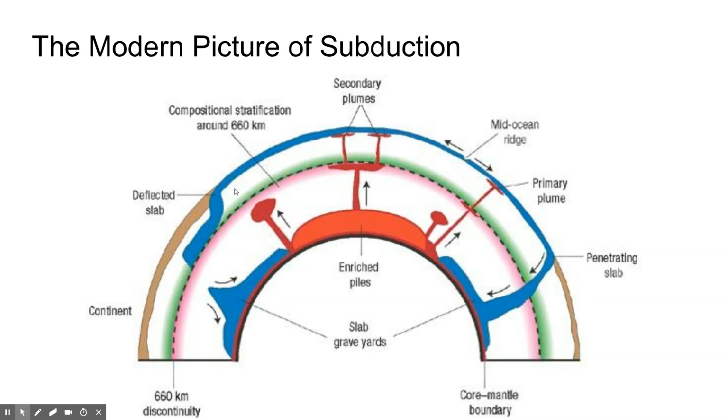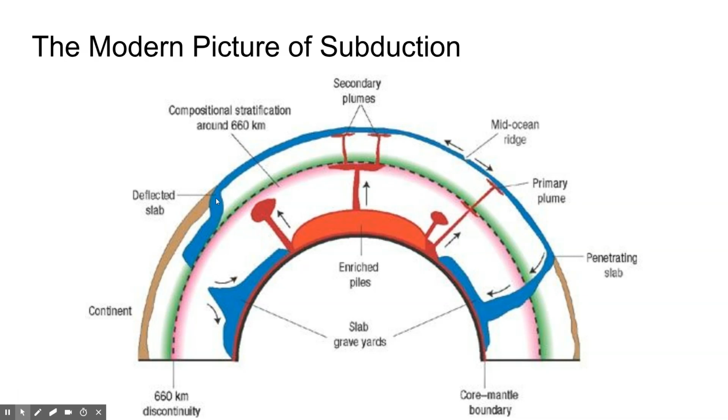Because in reality, when a plate subducts, it can subduct and penetrate deep within the mantle, or it may subduct and then sit on top of a particular layer in the mantle. There's a compositional layering within the mantle itself at 660 kilometers. So we don't entirely know how all of this works.